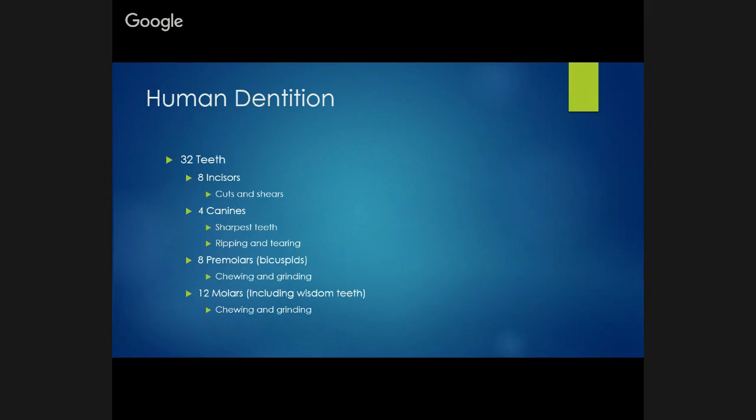The human dentition consists of 32 teeth. We have 8 incisors, which are primarily responsible for cutting and shearing our food. 4 canines, our sharpest teeth, which are responsible for ripping and tearing food. 8 premolars, or bicuspids, that share the responsibility with our 12 molars in chewing and grinding food. All of the species closely related to Homo sapiens have the same dentition in that they have the same number of teeth as well as the same kinds of teeth.